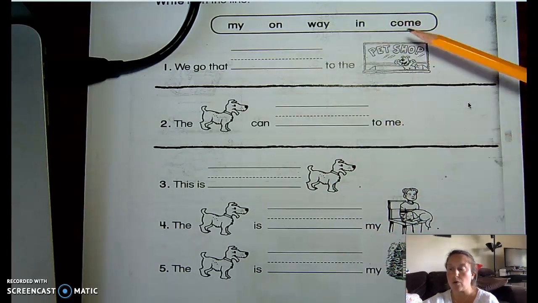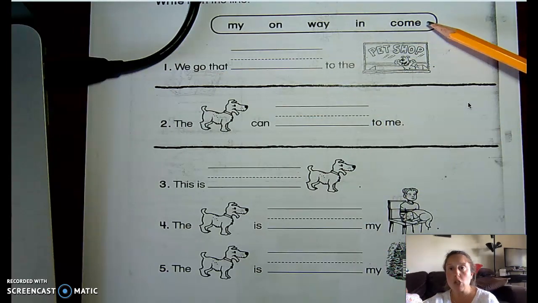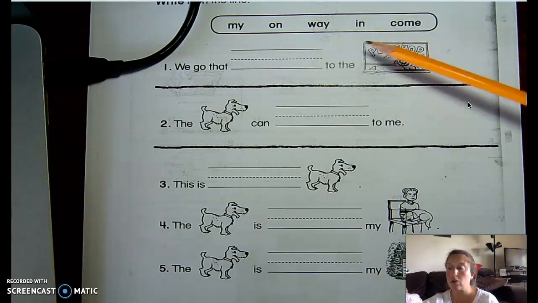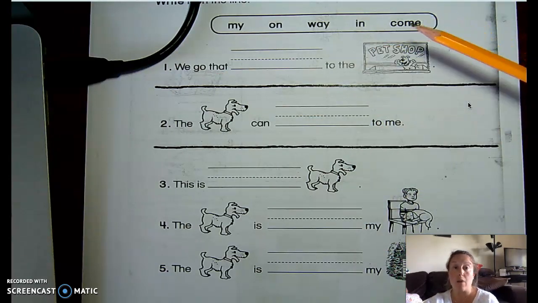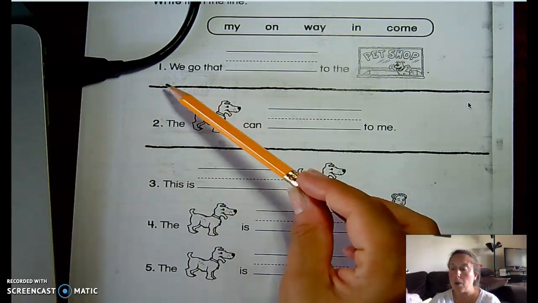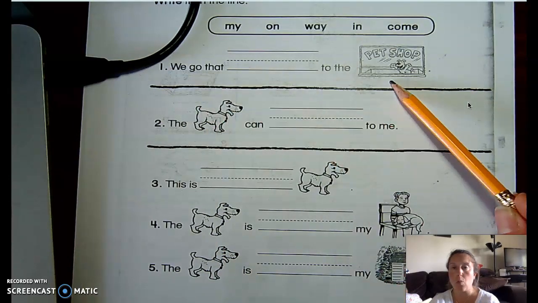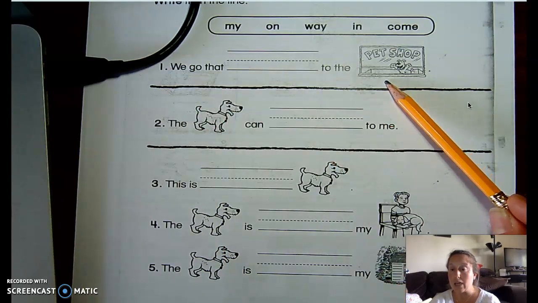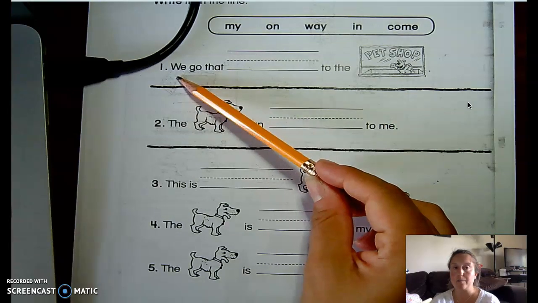Now, as I go through the sentences, what we want to do is fill in each of these sentences with the correct word from the box. After I've chosen the word from the box, I'm going to cross it off so that I know I've already used it. Let's read number 1. I'd like you to pause me now. Try to read number 1. Then come back to me and we'll read it together.